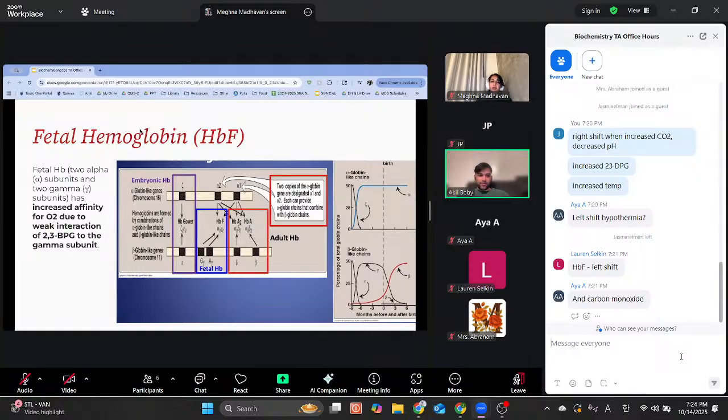So the important parts from this slide is to remember what subunits make up fetal hemoglobin: two alpha and two gamma. And the other thing is definitely the increased affinity for O2. This is what allows a fetus to get oxygen from their mother. It grabs onto the oxygen more firmly than adult hemoglobin.